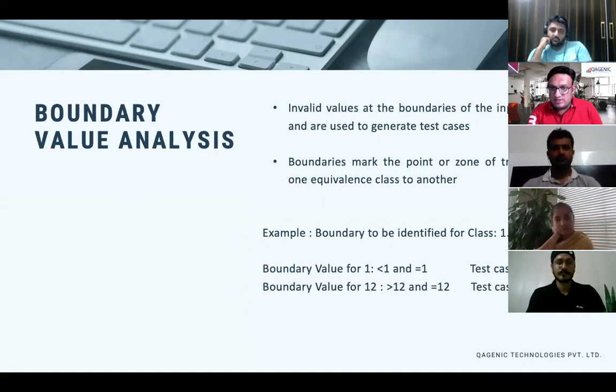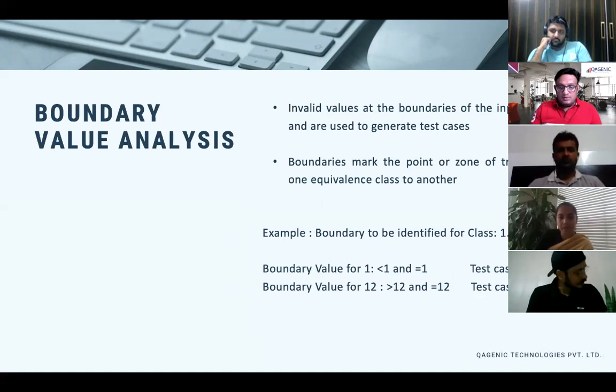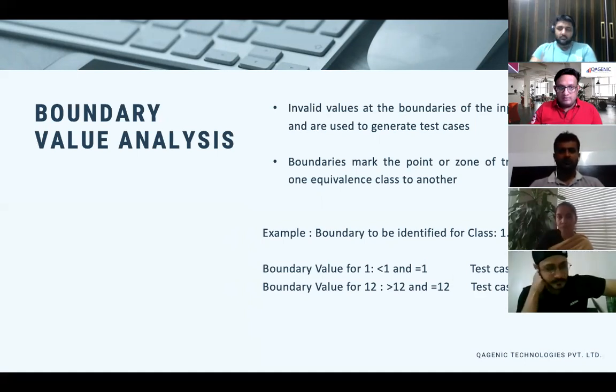Here we have a very good example: the boundaries to be identified for a class are 1 to 12. Consider a page with a field named class, and the values this field will accept are from 1 to 12. So we know that this is for sure going to accept 3, 4, 5, 6, 7, 8, 9, 10. That much I am sure about.